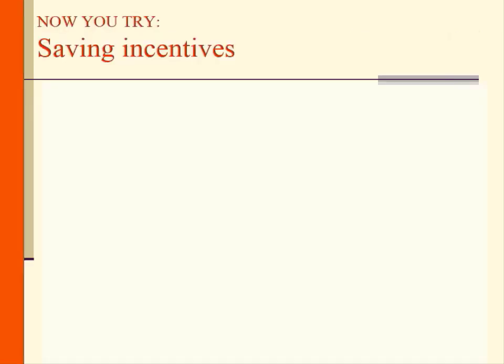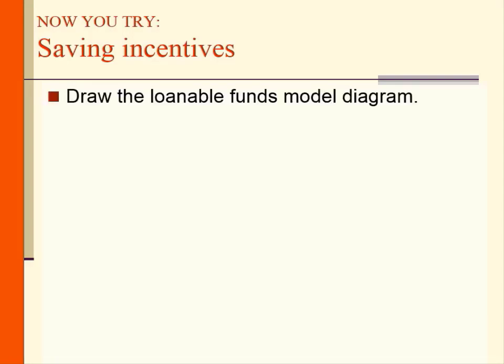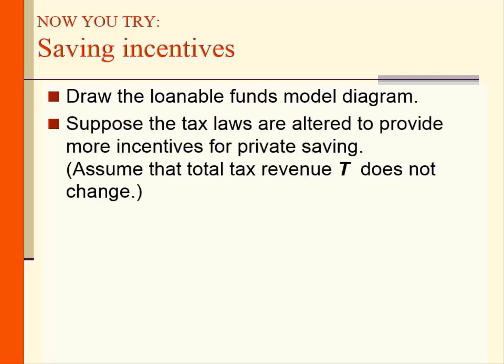Now, why don't you take a moment and try to answer this question using the loanable funds model we just saw. First, draw the loanable funds diagram, that is, horizontal axis, national savings S and investment I, and the vertical axis, real interest rate R. Then try to answer this. Draw a vertical supply curve and a downward sloping demand curve, that is I over R. Next, suppose the tax laws are altered to provide more incentive for private savings. So this is about incentive for private savings, and assume that the total tax revenue T does not change.